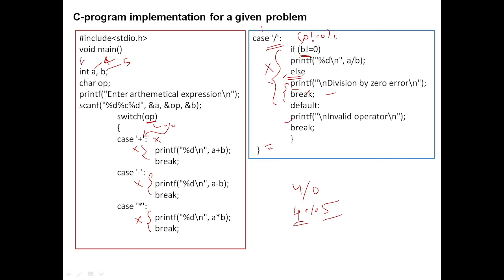So finally, by default, these statements will be executed. If no perfect match is found among the cases of a switch statement, then whatever statements are present in the default case will all be executed. So this is about the program implementation and how it is going to execute.